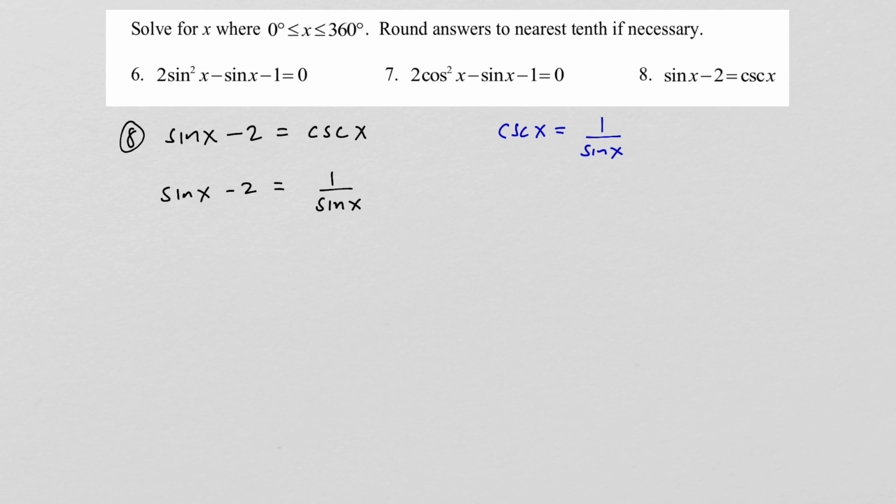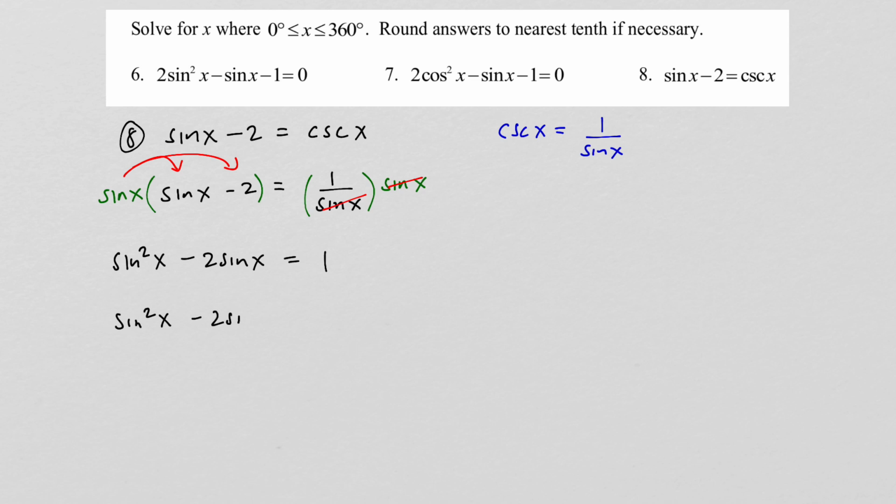Now the second thing I'm going to do is multiply both sides of the equation by sine of x to get rid of the denominator here. So these are going to cancel out, and on the right-hand side we just have 1. And then on the left-hand side, sine of x times sine of x is sine squared of x, and sine of x times -2 is -2 sine of x. And then from here, I'm going to subtract 1 from both sides to give us sine squared x minus 2 sine of x minus 1 is equal to 0. And now we have a quadratic equation.